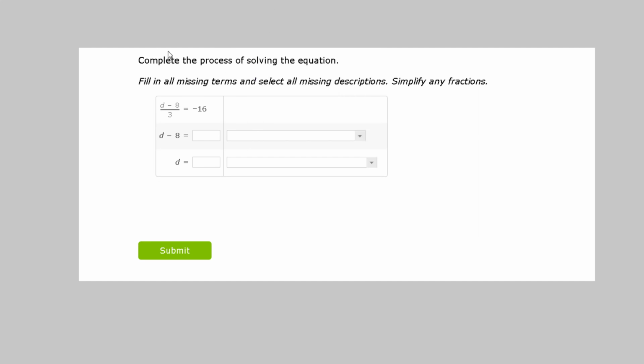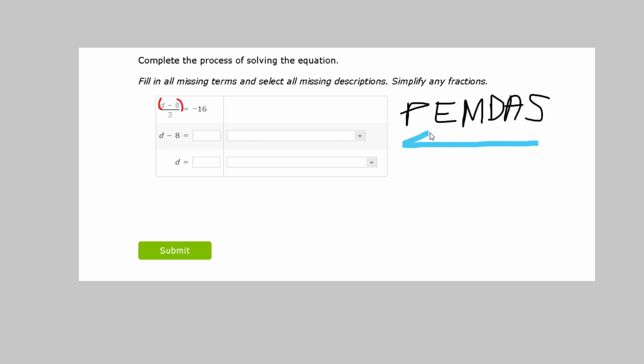So this is a case where we're working with parentheses, actually. They don't write them in, but whenever you have an expression in the numerator, like d minus 8, there's always parentheses there. They just don't write them in. So we're going to do PEMDAS again. Think about the order we should do things. Because normally you would do things in parentheses first, but now we're doing them last. So we're doing PEMDAS backwards.